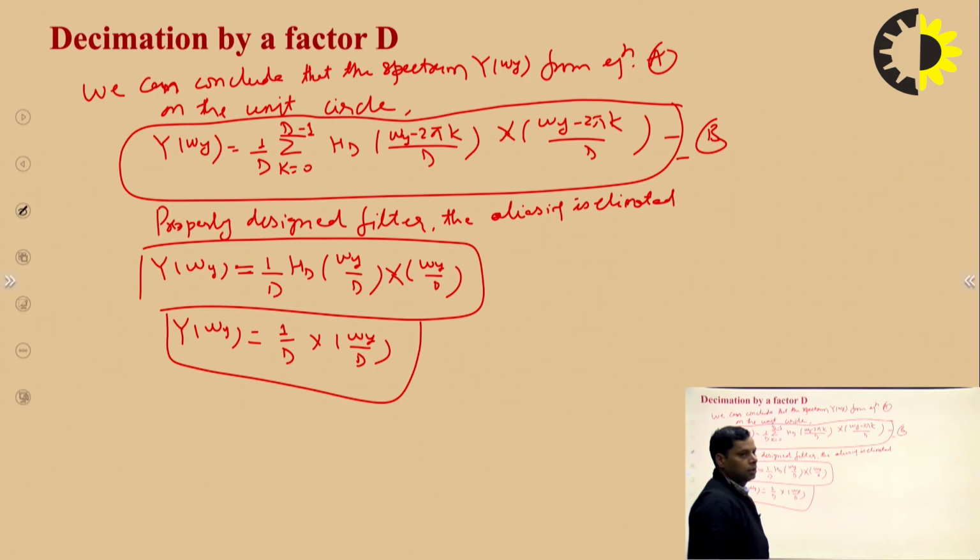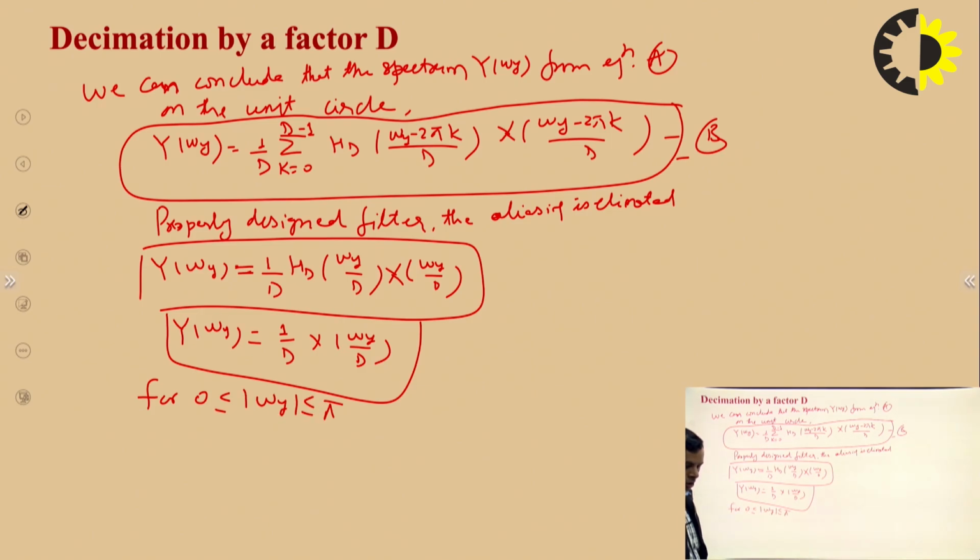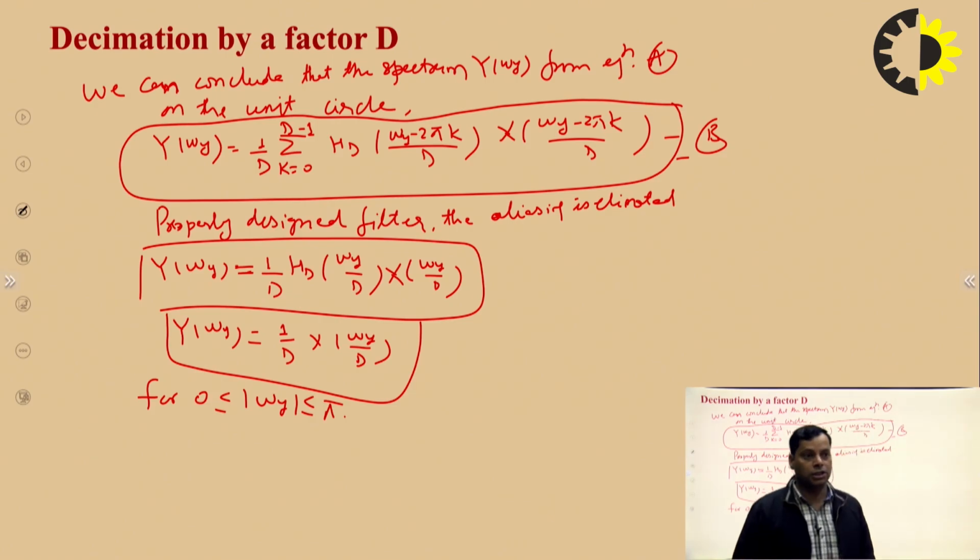So, this is the output we will get after the decimation, where the range of omega y will be up to pi. So, this will be the final calculation when we are decimating any input sequence x of n by factor d here.